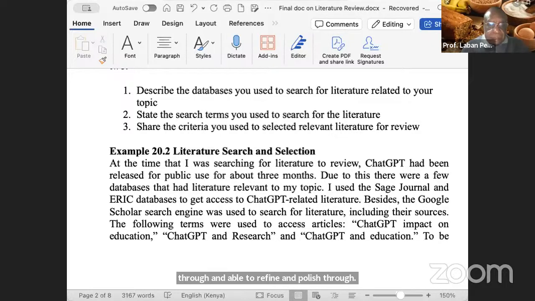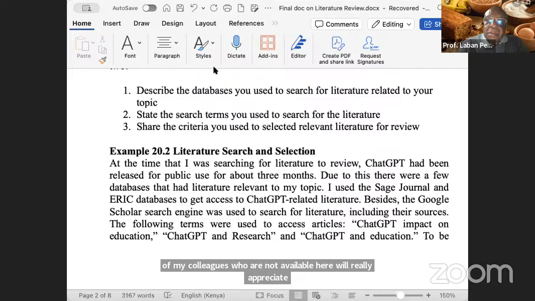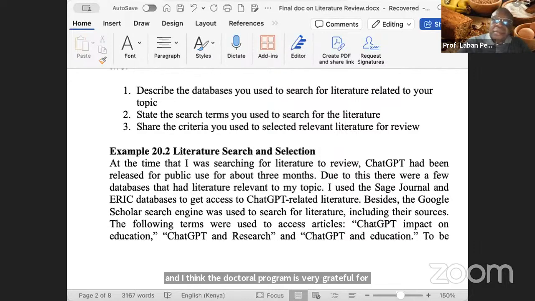We normally ask ourselves, where do we get clarity on this information? And Dr. Wanyonyi can attest that every time we come through, we keep on asking, where do we get clarity? Together with the graduate handbook, this information is very important for all of us. And as you've said, please go ahead with your executive power to share these templates with us, because I'm very sure that many of my colleagues who are not available here will really appreciate it. The doctoral program is very grateful for all these seminars. Call us anytime, even past 11 p.m. We'll be right here because this is very beneficial.